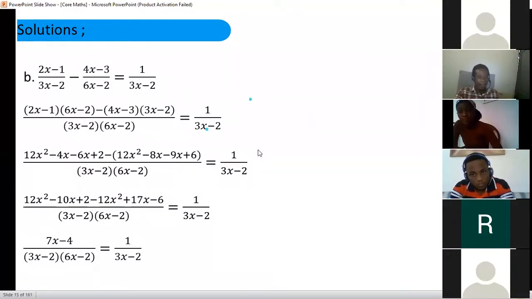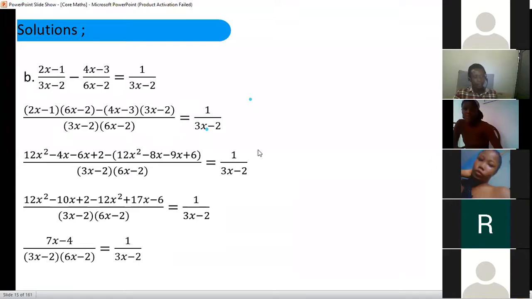Example B. This is another complex one. For this example, before you cross multiply, you can see that the left-hand side of the equation is a binomial. That is 2x minus 1 over 3x minus 2, minus 4x minus 3 over 6x minus 2.